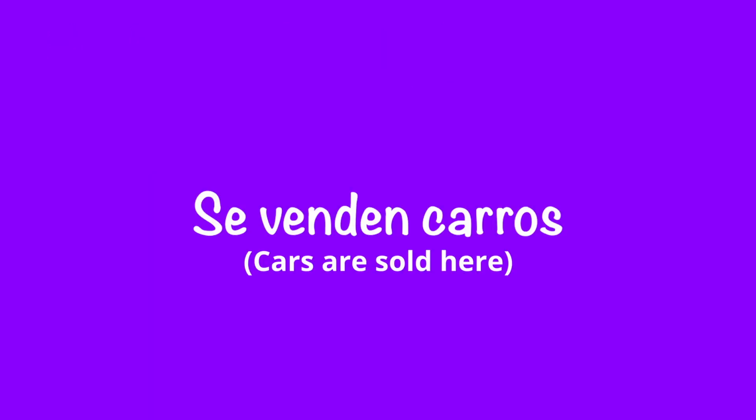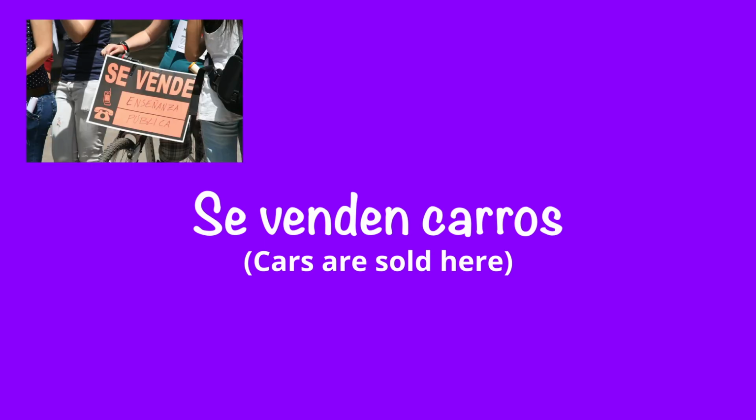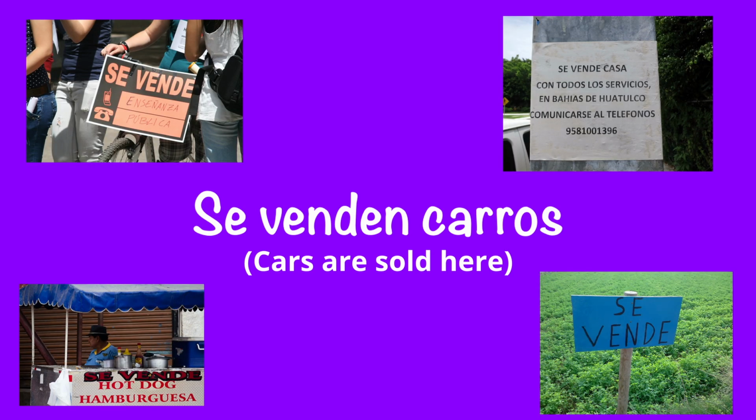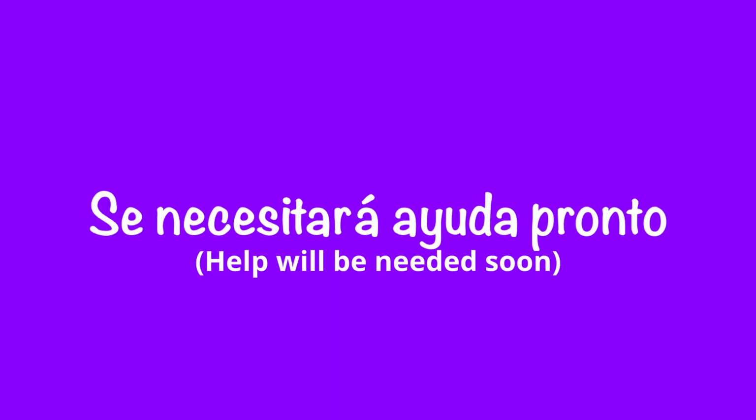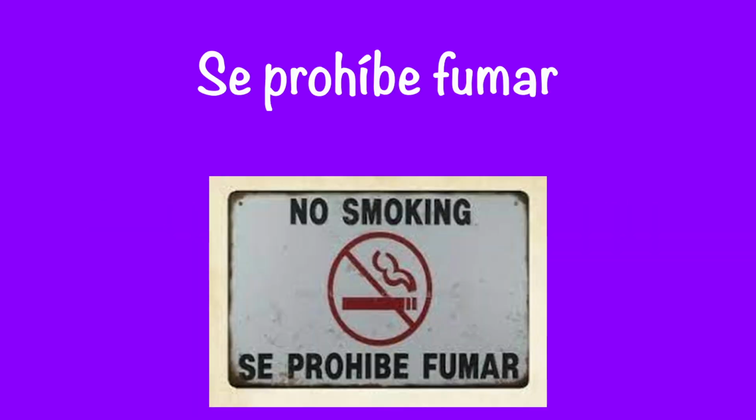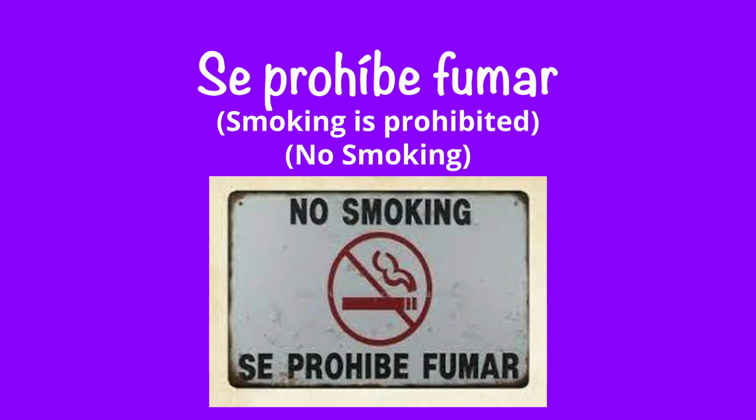Here are a couple more examples of passive voice se for you. Se venden carros. Cars are sold here. You'll encounter street signs like this all over the Spanish-speaking world. In the English-speaking world, we usually say for sale. Next one is: se necesitará ayuda pronto. Help will be needed soon. And the last one is: se prohíbe fumar. Smoking is prohibited.